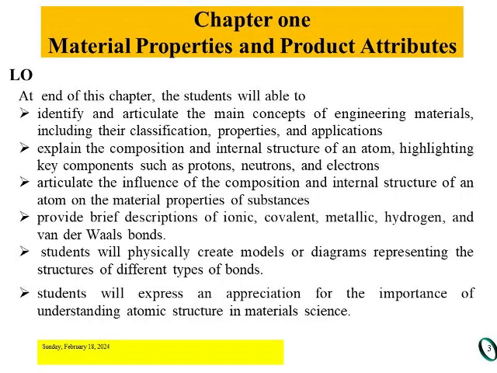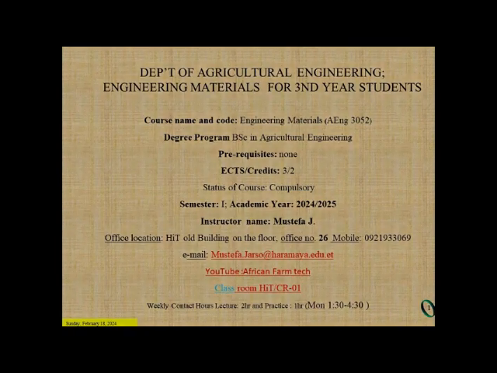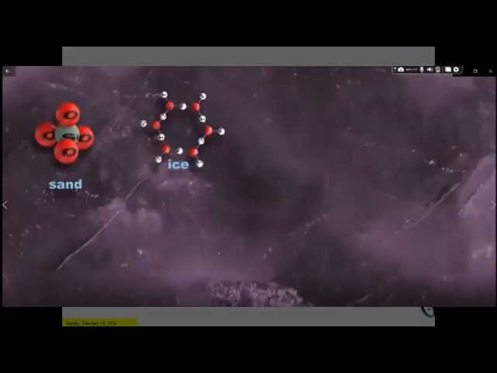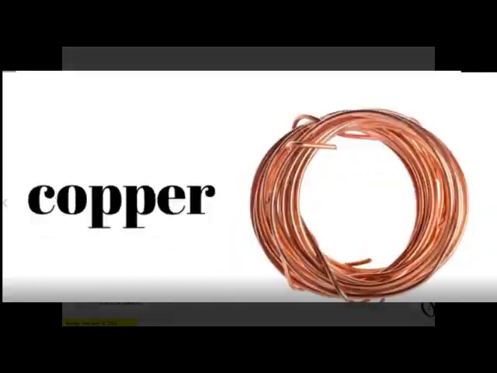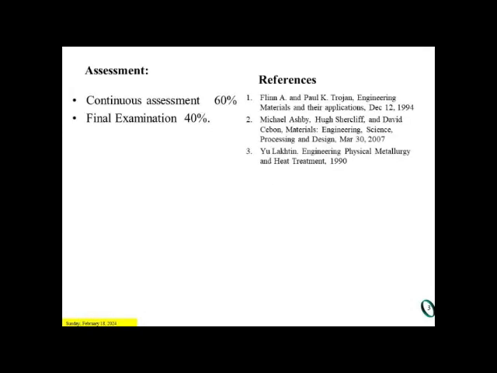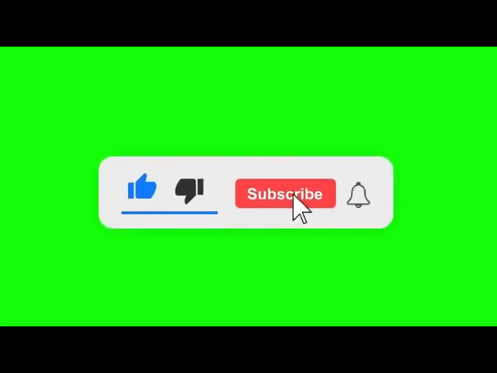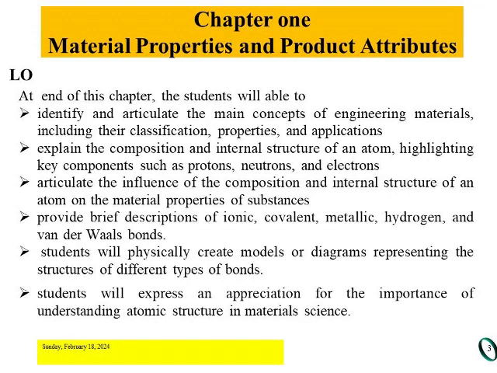I come back with chapter 1. In the last of our videos, we discussed the course outline of the engineering materials course that we will be discussing in this semester. Today we will start chapter 1, material properties and product attributes.